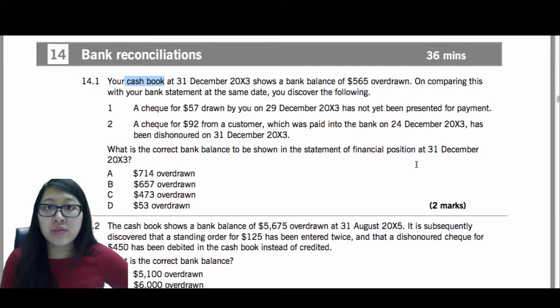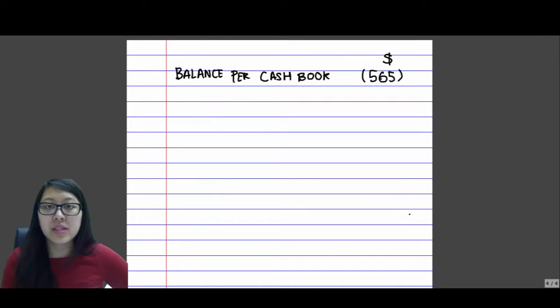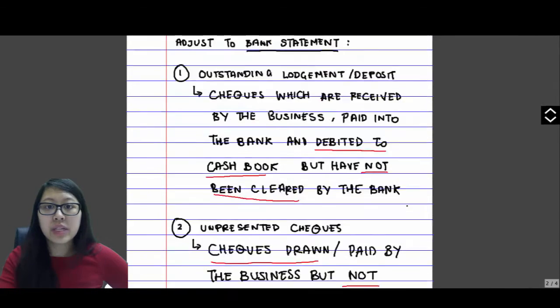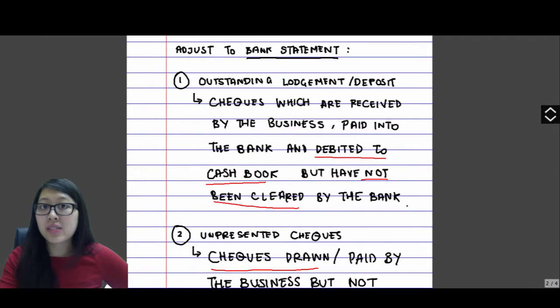1. A check for $57 drawn by you on 29 December 2003 has not yet been presented for payment. Now they've given you some information here. It's not yet been presented for payment, and it's a check that was drawn by myself. So this is known as an unpresented check. Okay, if you go back to the description and the slide before, it says that it's a check drawn by ourselves but not yet presented for payment. Now how are we going to adjust for this? Let's think. An unpresented check should be an adjustment to the bank statement. And currently we have a cash book balance, so we should not adjust the cash book for the unpresented check.